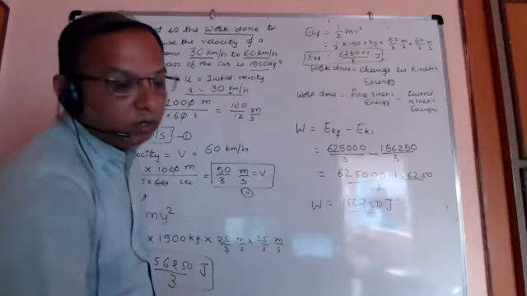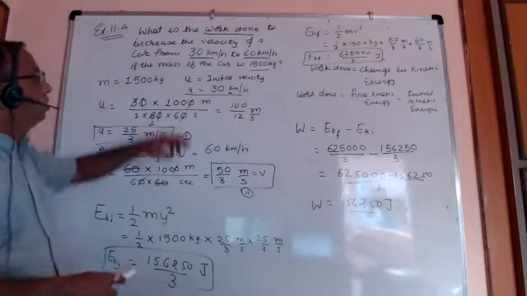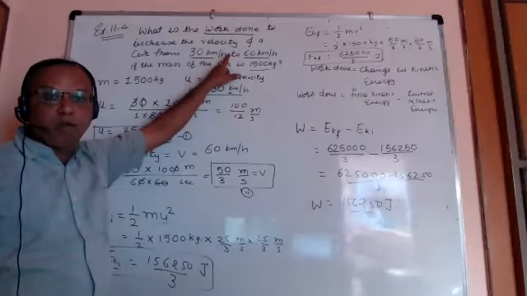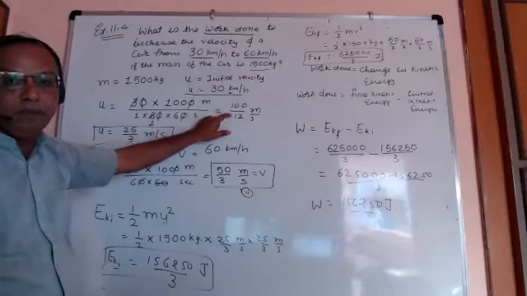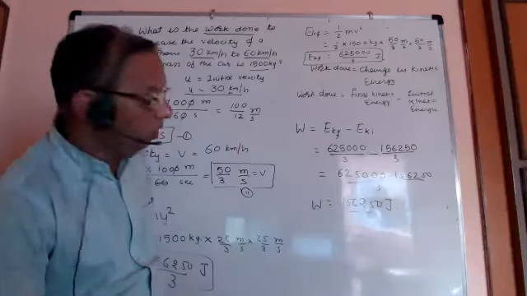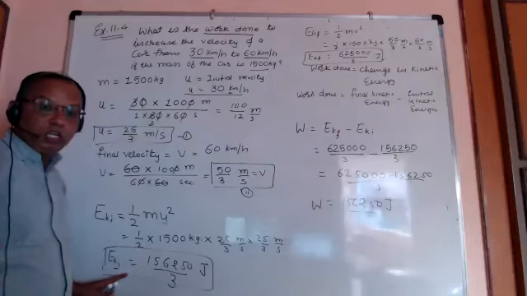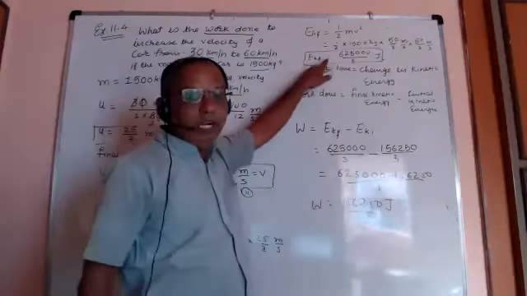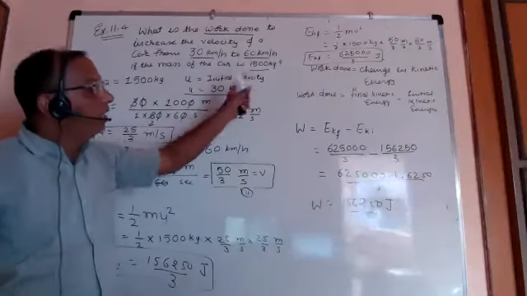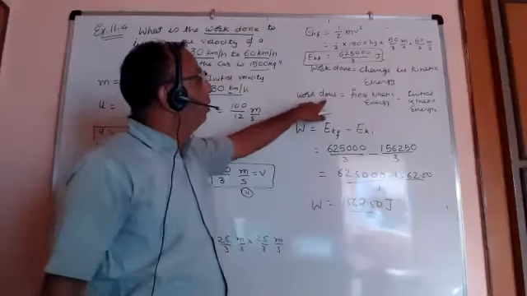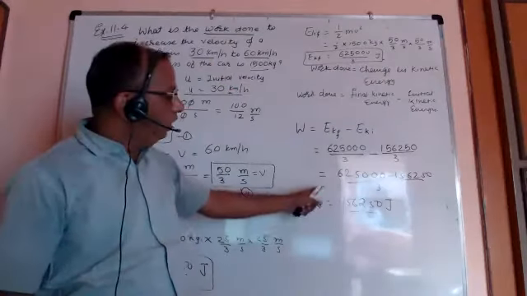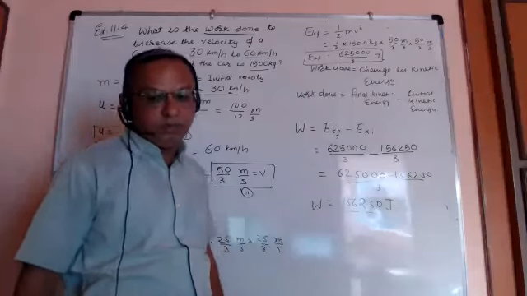So what we have done: the most important thing is the conversion of units from kilometer per hour to meter per second. Second important thing is finding the initial kinetic energy and the final kinetic energy. Both are done independently, and then to find work done, final kinetic energy minus initial kinetic energy is taken, and the final answer we obtain is this. Okay, friends.